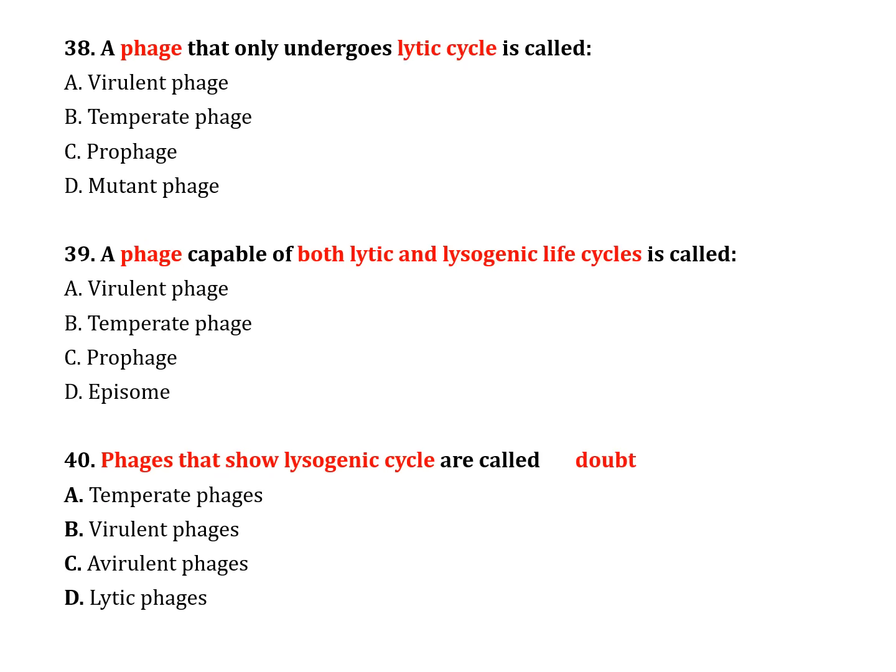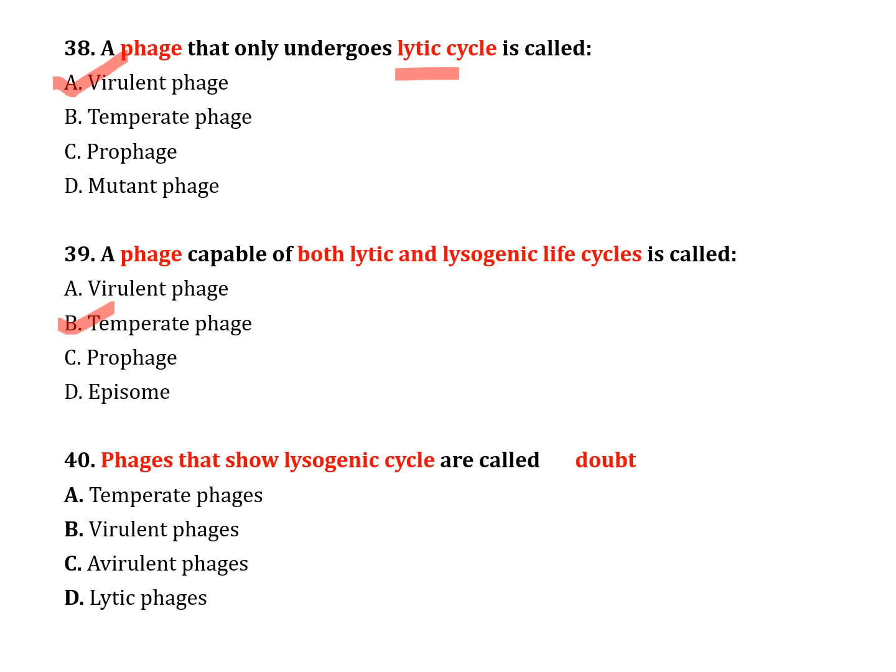Correct answer is option B, presence of bacteriophages. The next question, number 38. A phage that only undergoes the lytic cycle is called option A, virulent phage, option B, temperate phage, option C, prophage, option D, mutant phage. Correct answer is option A, virulent phage. The next question, number 39. A phage capable of both lytic and lysogenic cycle is called option A, virulent phage, option B, temperate phage, option C, prophage, option D, episome. Correct answer is option B, temperate phage.